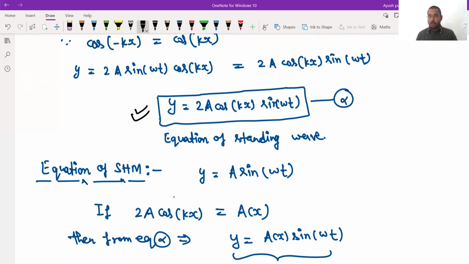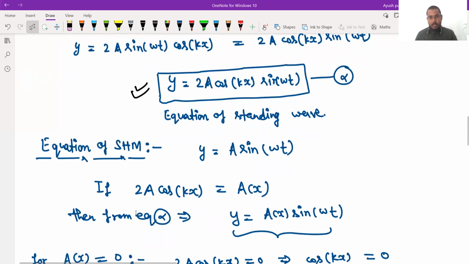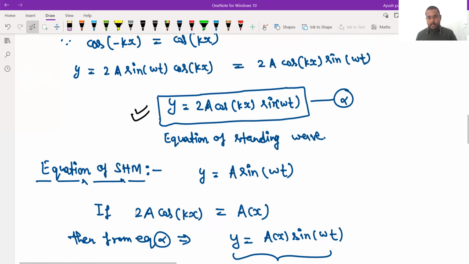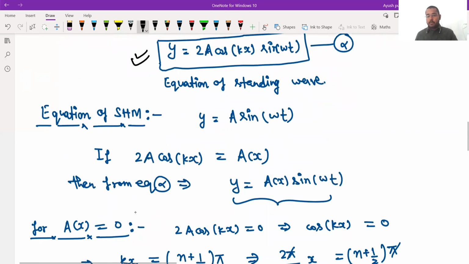Now, you know this equation of SHM, fine. Now, if I consider 2a cos kx equal to ax, here x is not multiplied, that means a is a function of x. Then from equation alpha, if I put 2a cos kx equal to ax, we will get y equal to ax sin omega t. Now, watch this equation carefully, and I am calling this equation beta.